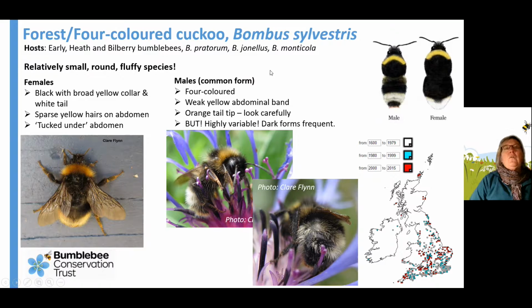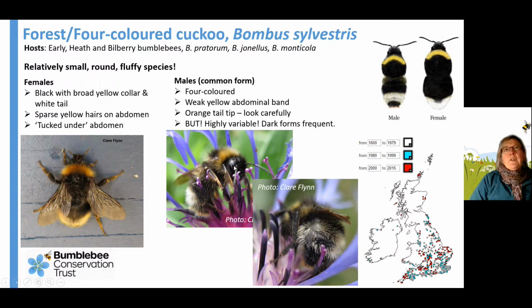And if you think of particularly Ptorum and Monticola, both of those obviously have red at the tails to varying degrees. So that's the common form of the male cuckoo, but it's highly variable, and you can have forms that have much more black on them, that lack the red hairs at the tip, that have more yellow on the abdomen. So you have to be very, very wary with this species.